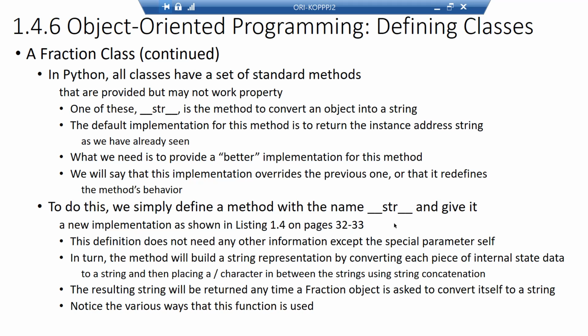What we need is to provide a better implementation for this method. We will say that this implementation overrides the previous one, or that it redefines the method's behavior. To do this, we simply define a method with the name __str__ and give it a new implementation as shown in listing 1.4 on pages 32 to 33.